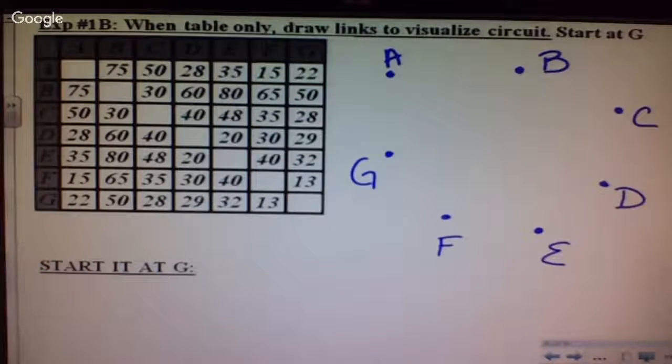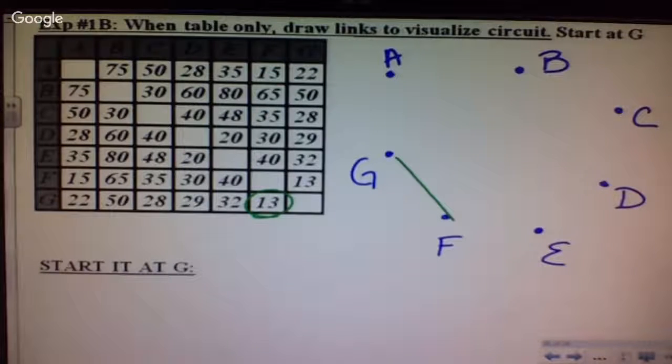Once you have all your dots, find me the smallest number in your chart. 13. What does 13 connect? 13 connects G to F. So draw yourself a line, G to F. You can write 13 along that line if you would like.